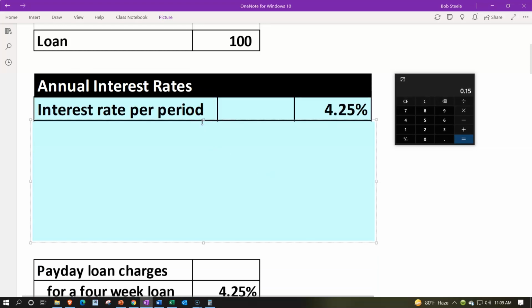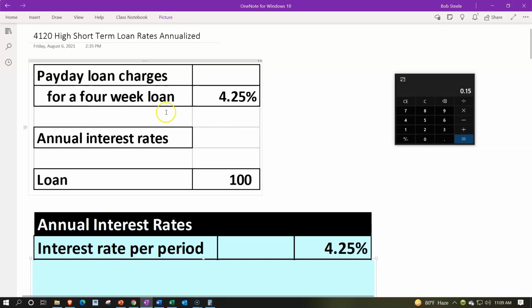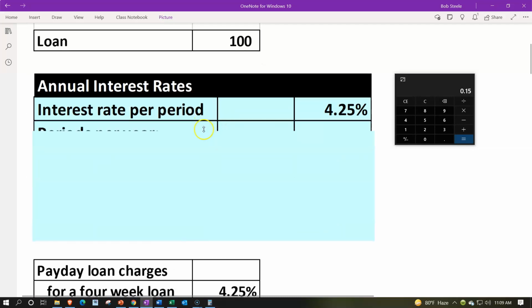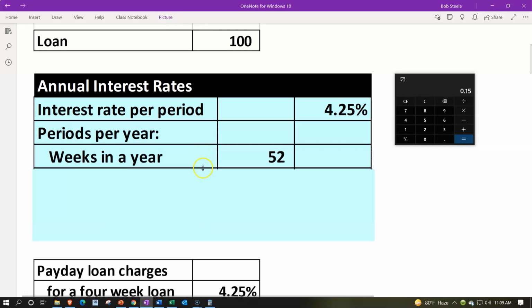So if we had the interest rate per period is 4.25 for a 4-week period, we're paying 4.25 just on that period. Then we can look at the periods per year, and we're going to estimate 52 weeks in a year.